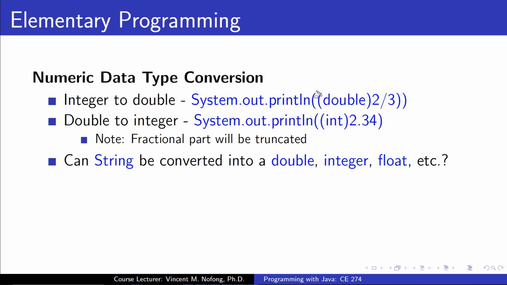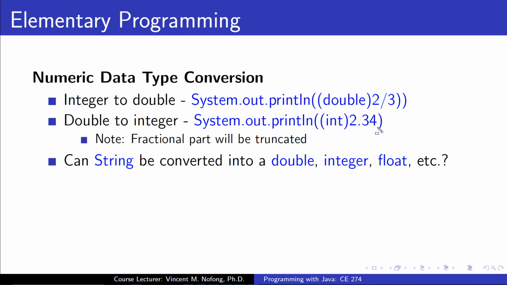In the first case, where we have the double in brackets on the integer division, this is going to cast this integer division as a double and return the value as a double. On the other hand, the int that we have before the 2.34 is supposed to cast the 2.34, which is a floating point, to an integer. So in this case, we should understand that any value after the decimal will be truncated. It will be cut off and we will only get the value before the decimal.